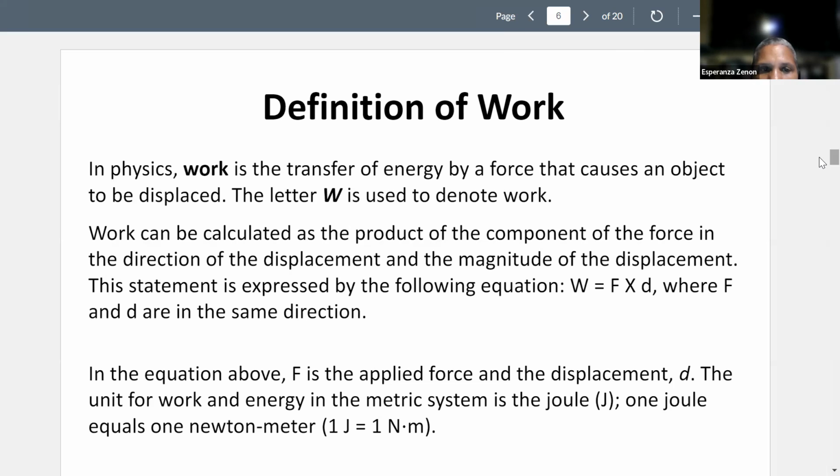The way we calculate work is we multiply force times distance, force times displacement. And the key is that the force and the displacement have to be in the same direction. So if you exert a force on an object, you have to cause it to move in the same direction as the force you're applying in order to do work, in order to produce an exchange of energy. So to calculate work, W, we multiply force times displacement. And they have to be in the same direction.